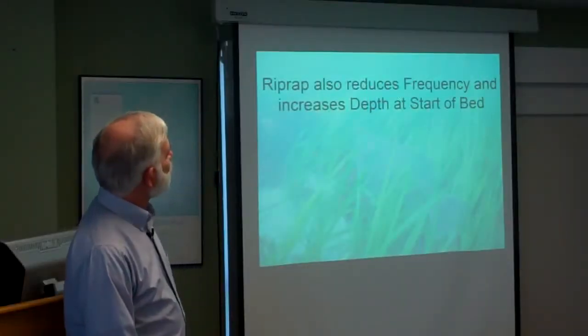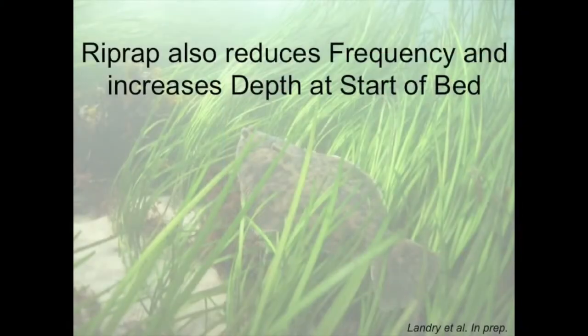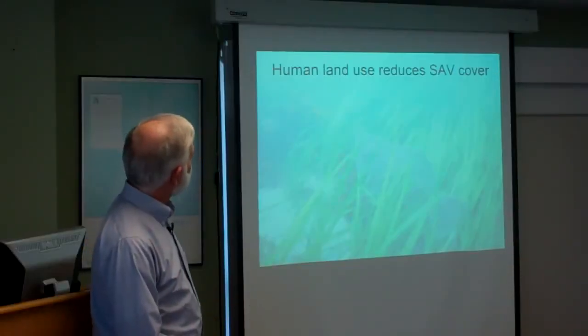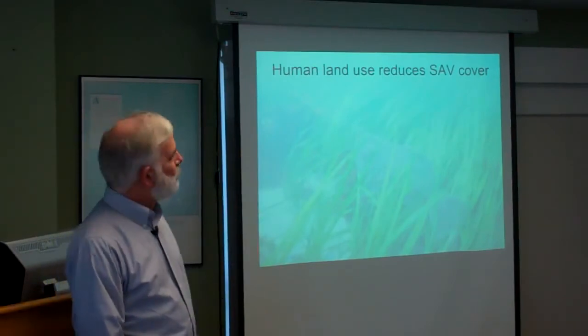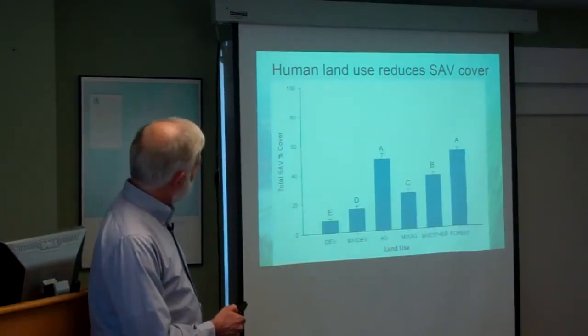Riprap also reduced the frequency of SAV and increased the depth of the start of the bed, but I don't have the graphs to show for those. Because these transects were arrayed in subestuaries with different land cover, that effect could also be examined.